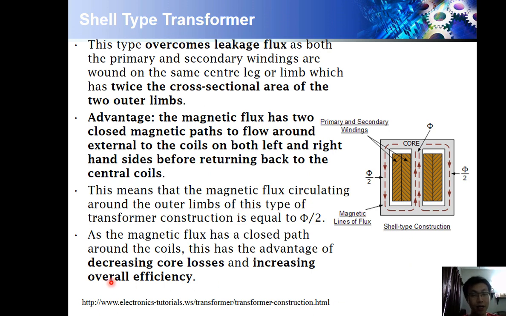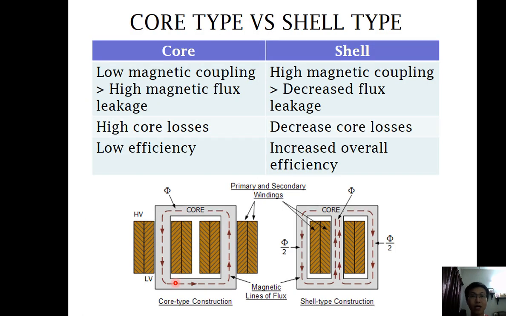As the magnetic flux has a closed path around the coil, this has the advantage of decreasing core losses and increasing overall efficiency. As a comparison between the core type and the shell type, this one is core type. The magnetic coupling is low. Coupling means how well we transfer the primary magnetic field to the secondary side. Low means the connectivity is very low.